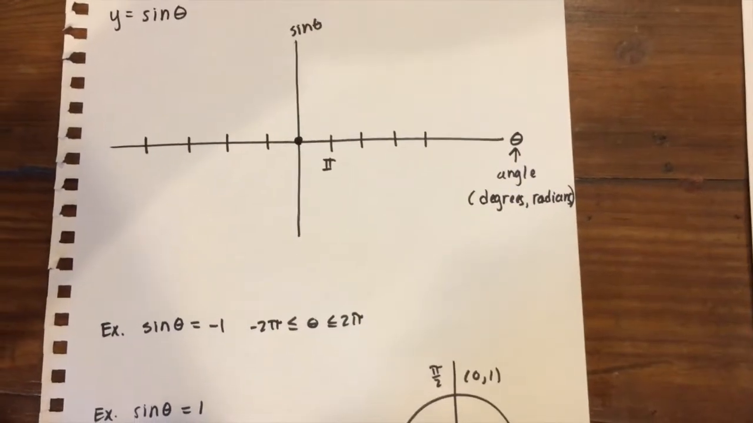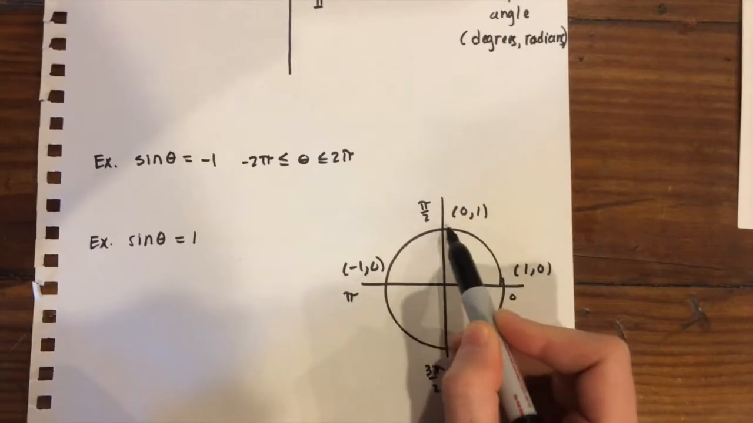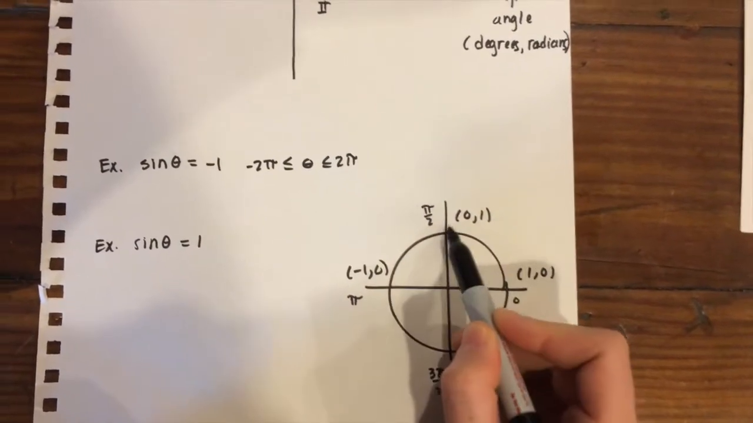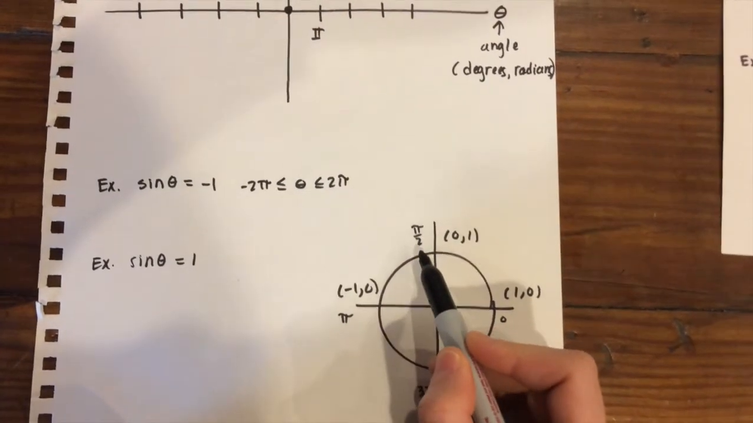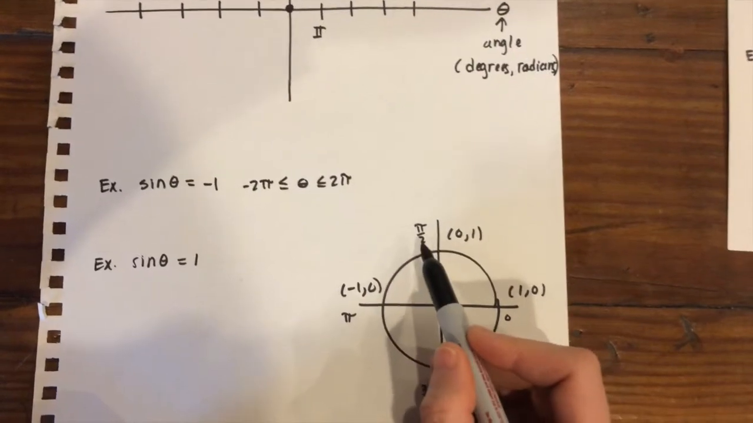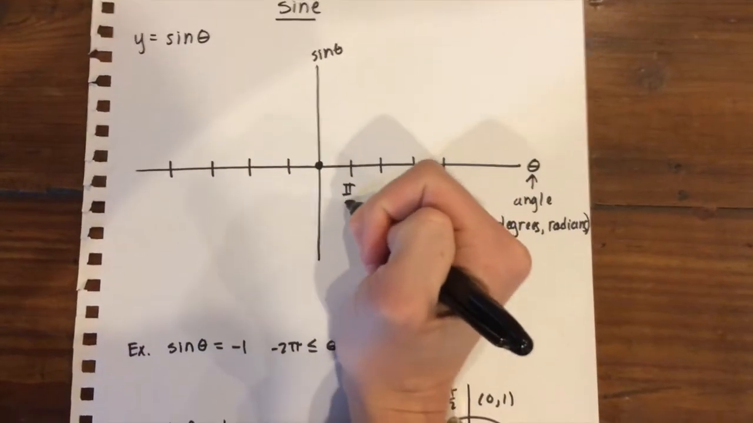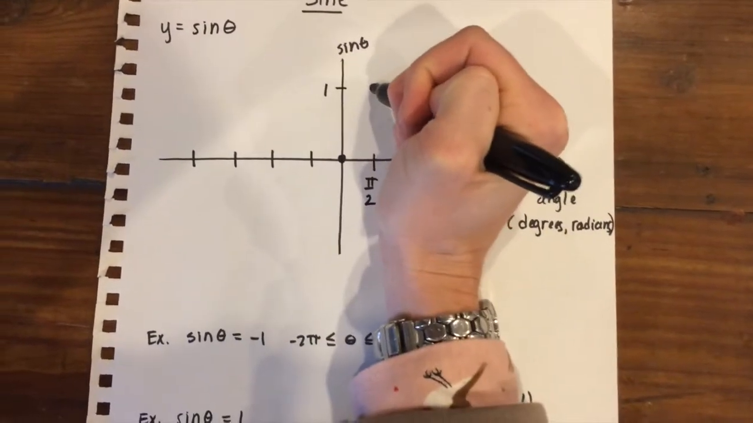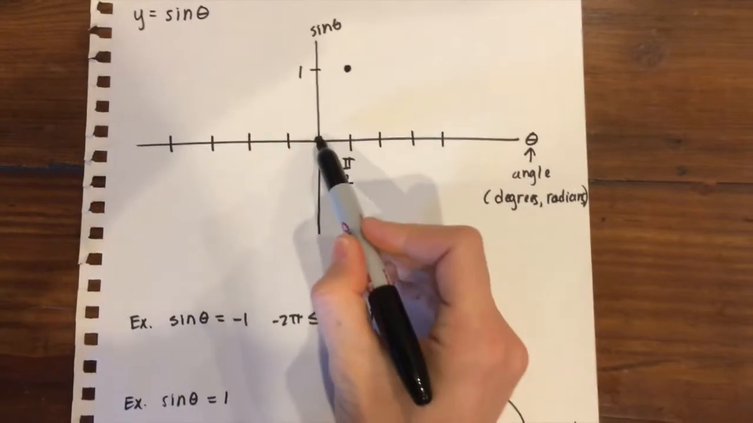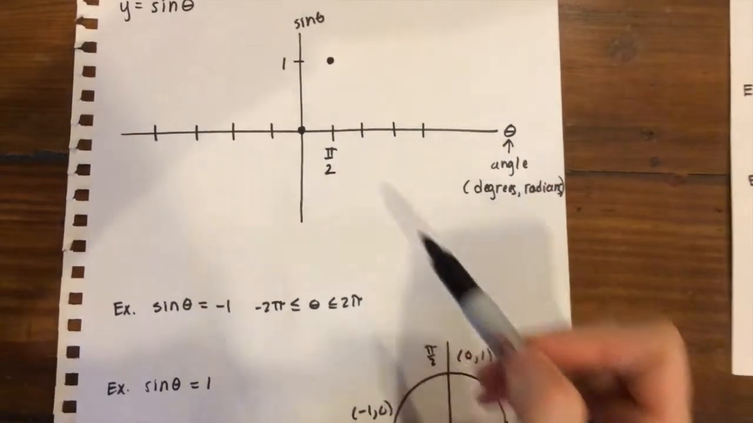Okay, now I'm not going to plot every single point on the unit circle. I'm just going to plot these 4. So I'm going to go to pi over 2. And I want to know, what is the sine when my angle is pi over 2? The sine is 1. So I come back up to my graph, and when theta is pi over 2, sine is 1. So I plot that point. So when theta is 0, sine is 0. When my angle is pi over 2, sine is 1.